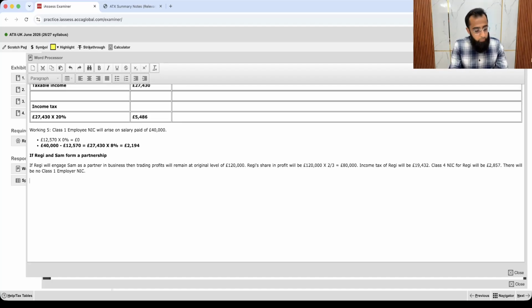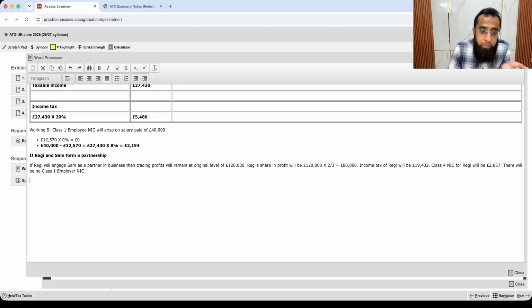For Sam, share of profit will be how much? 120,000 into 1/3, because Sam is getting a 1/3 share. So that will be 40,000 pounds. Income tax on it will be how much?